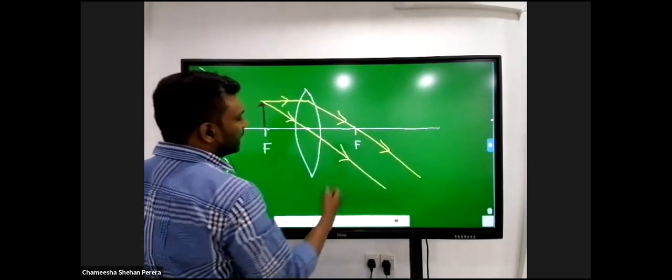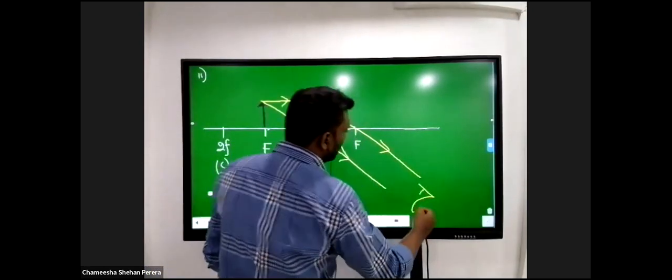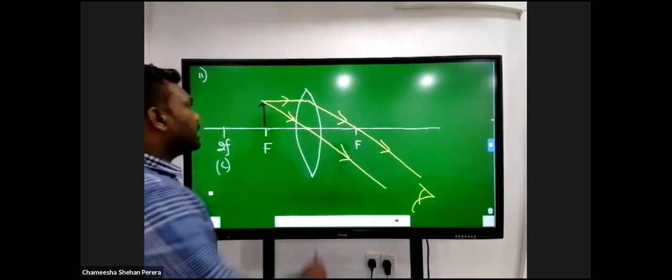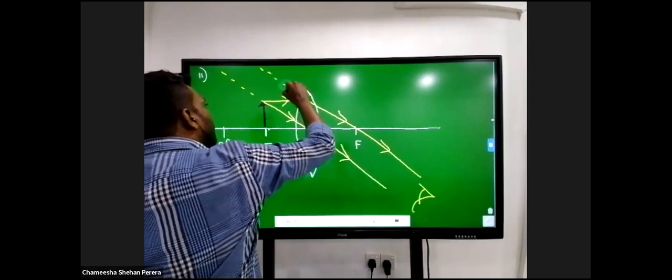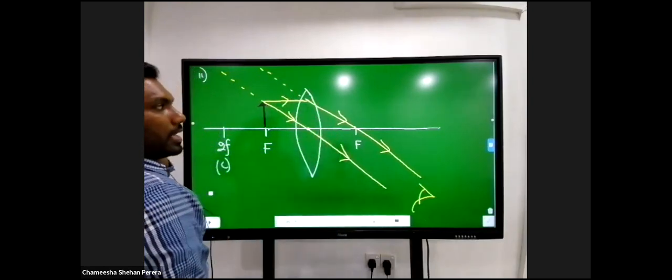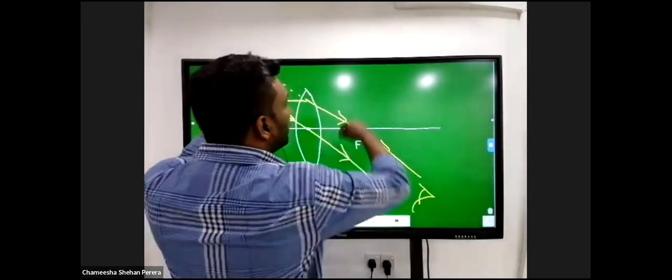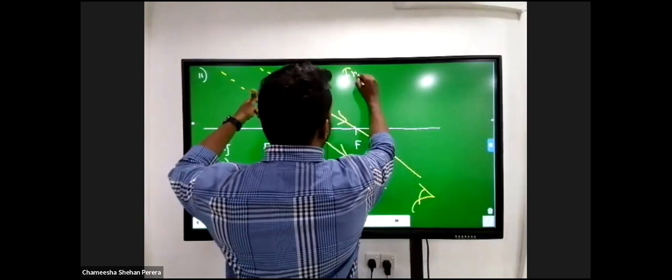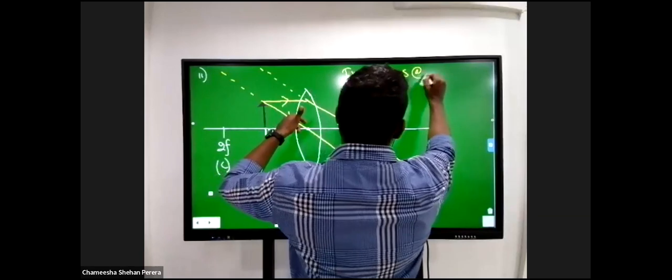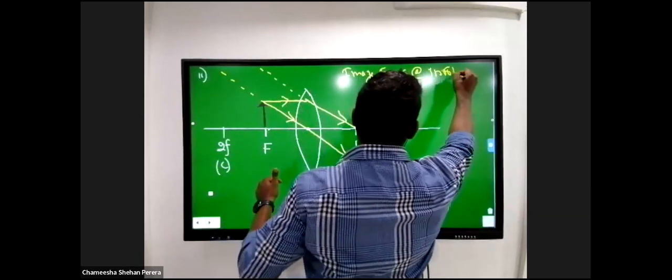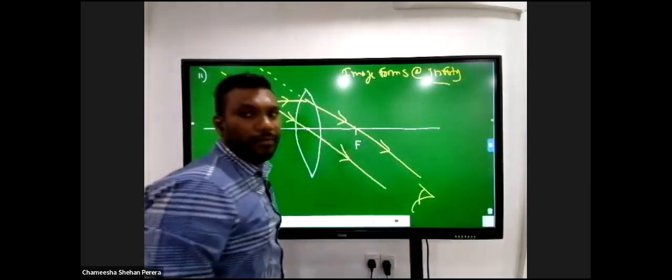So if you could see here, you're looking at the object from here. These two light rays are parallel to each other, so they would never meet, isn't it? They would be assumed to meet at infinity. So we assume that the image forms at infinity. So we can't tell anything about the image which forms at infinity.